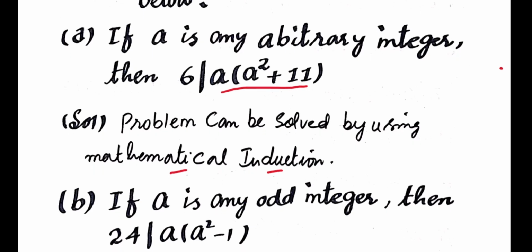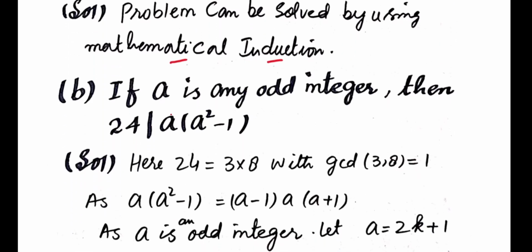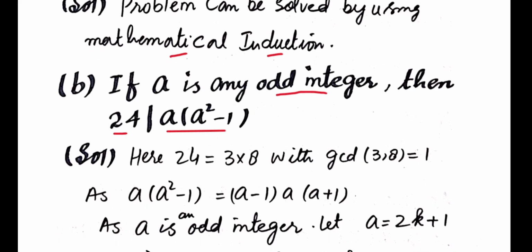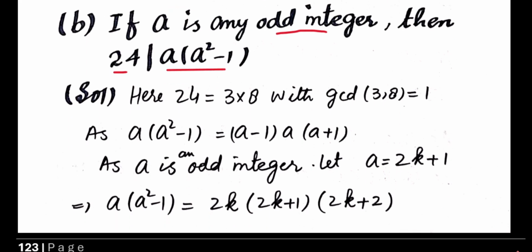In part B, it is stated as: if a is any odd integer, then show that 24 divides a into a square minus 1. I will use the same strategy here that I have used in question number 18. Firstly, we convert 24 as the product of two numbers which are relatively prime. So I can break 24 as 3 into 8 with GCD of 3 and 8 is 1. Meaning to say 3 and 8 are relatively prime.